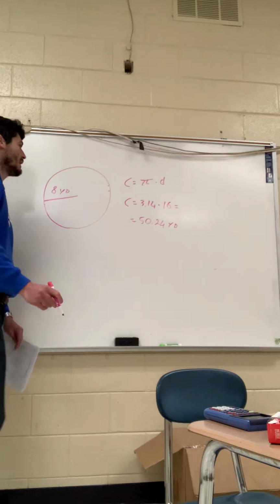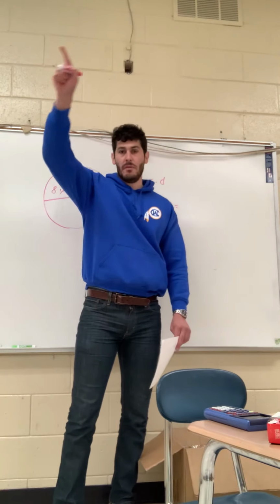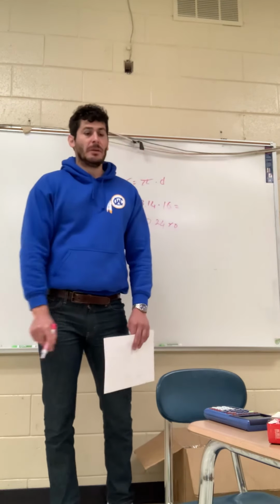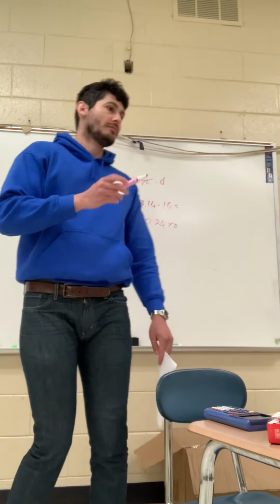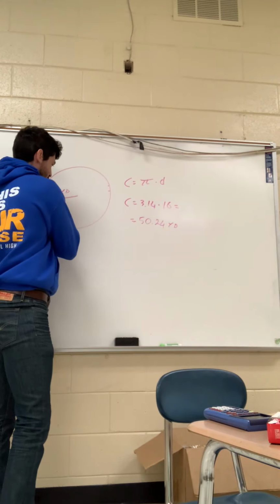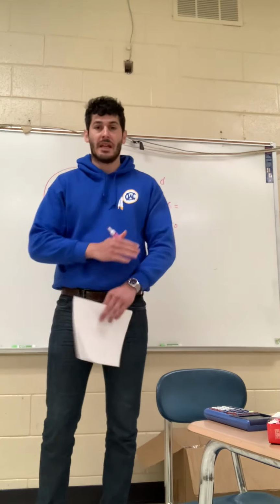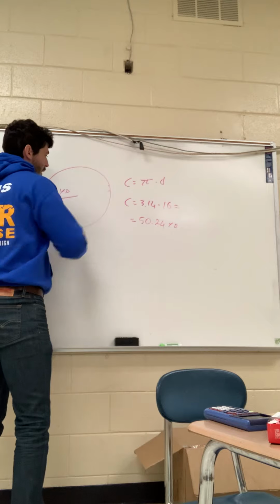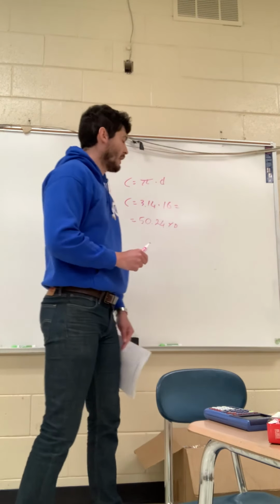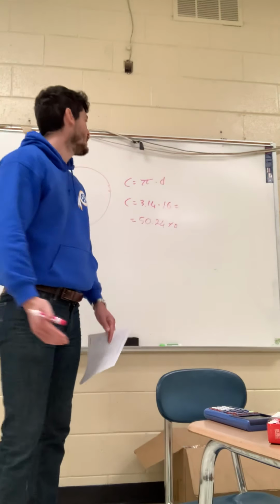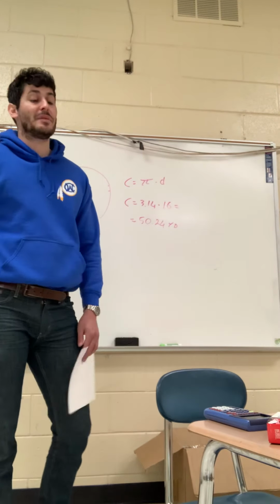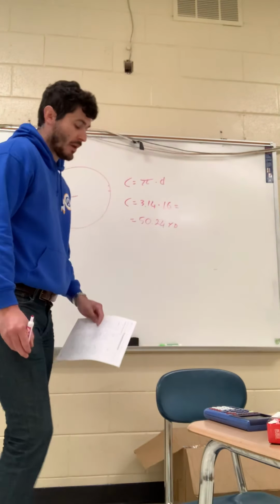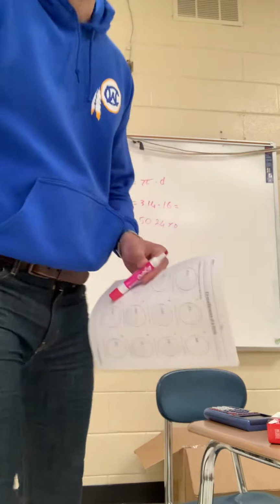50.24. So once again, remember circumference is the rim all around the circle. Radius is from the middle of the circle to the circumference. And diameter is all the way across, from one end to the other end of the circle. Your circumference is given by diameter times pi, or you can use 3.14 for pi. So that completes our work for circumference.